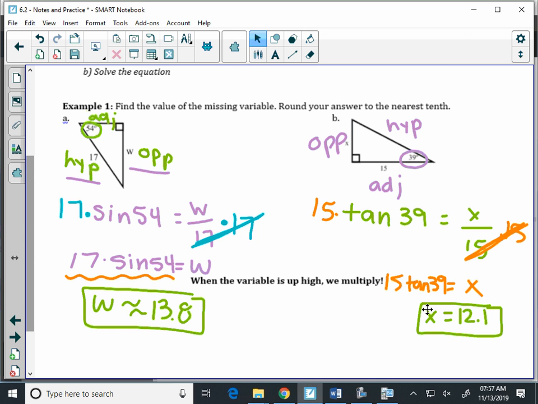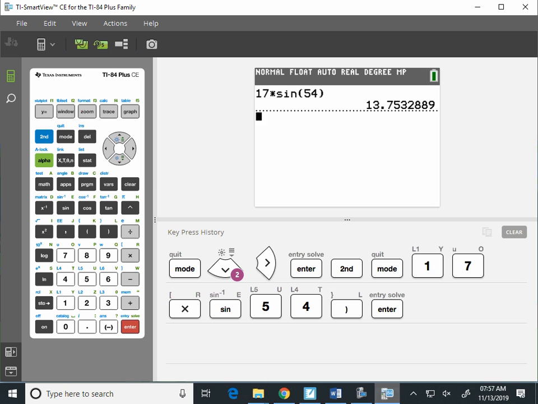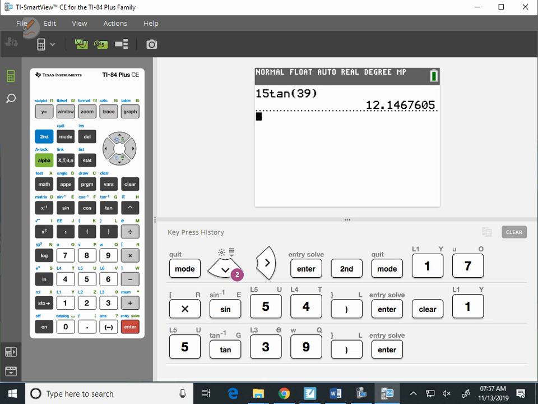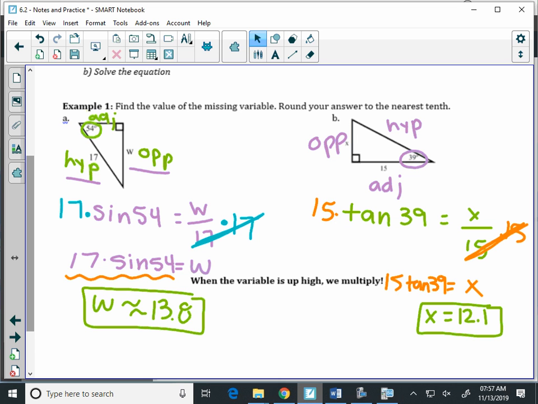And to plug that in your graphing calculator, you would have done 15, hit tan for tangent, because that is the tangent abbreviated, 39. So the sine, the cosine, and the tangent on your graphing calculator are all right there. Just put those in. Questions over that? So you have to remember, x up high, we multiply.